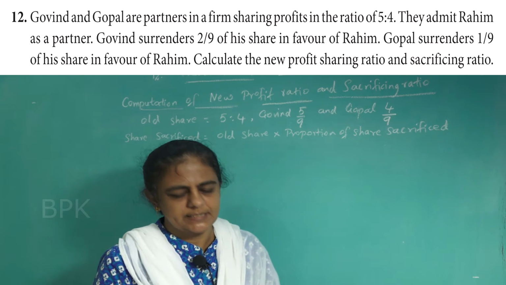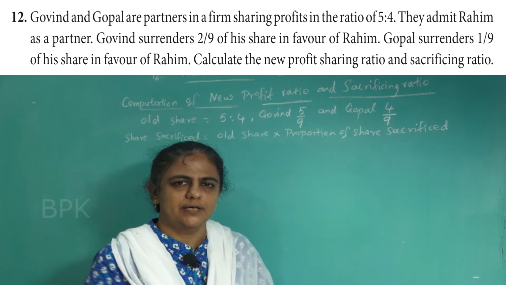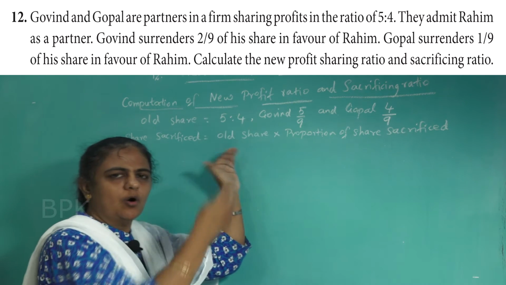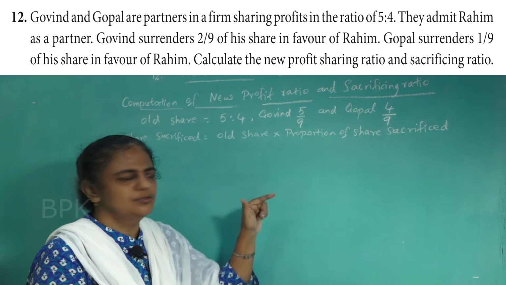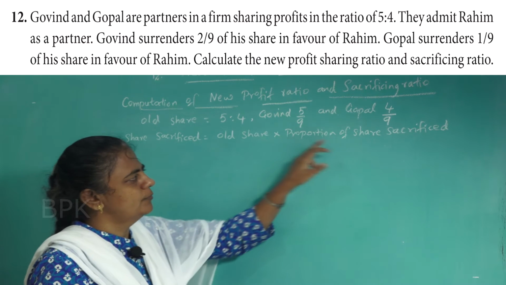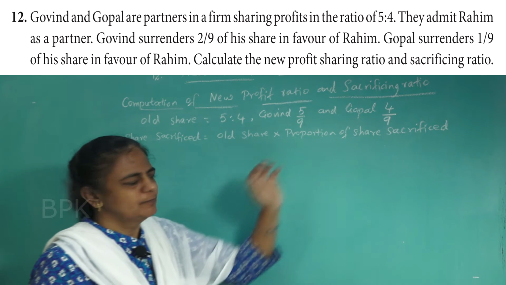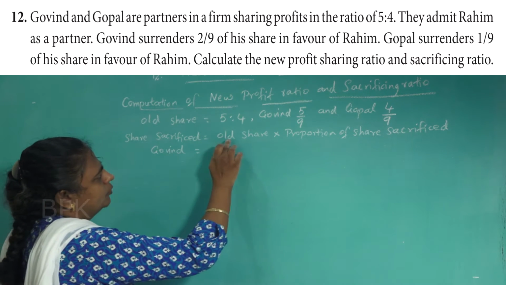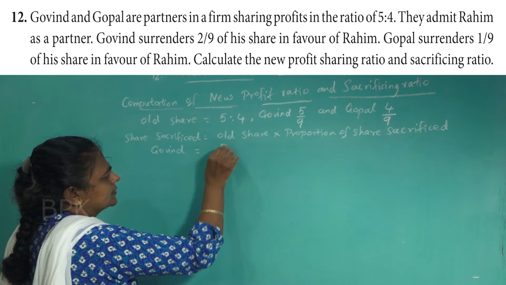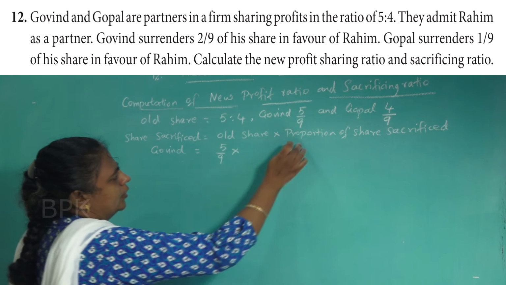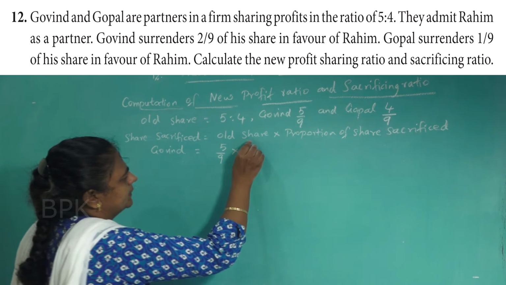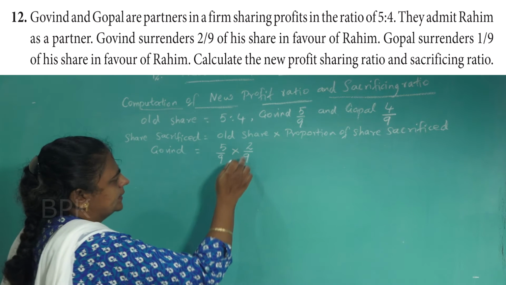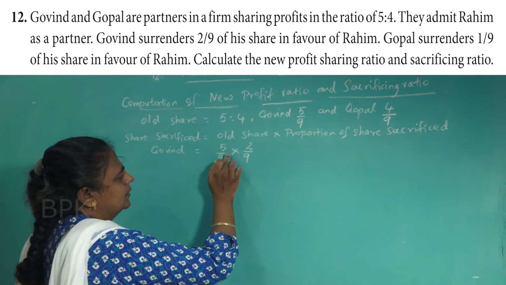So, you see the question, surrenders 2/9 of his profit. Whatever profit he is getting, in that 2/9 of, the word 'of' is given. So, what you have to do? You have to use this formula, old share into proportion of share sacrificed. So, first calculate for Govind. What is the old share of Govind? His share is 5/9. How much is he sacrificing? See the question, it is given 2/9. Govind is surrendering 2/9 of his old share.